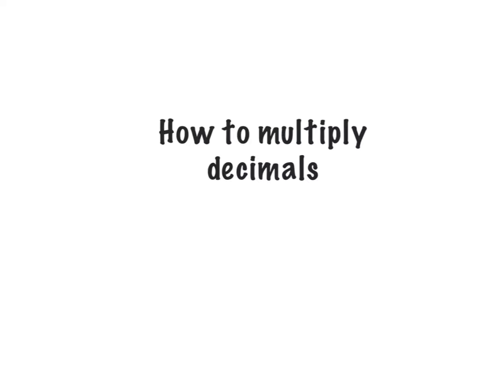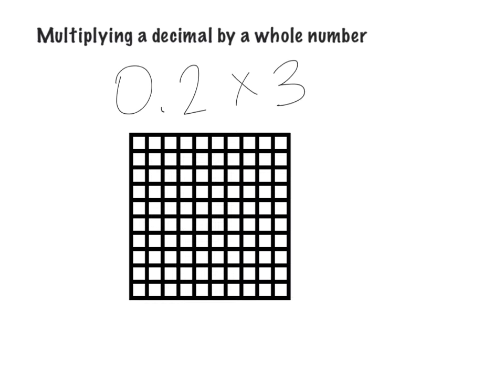We are going to review how to multiply decimals. In our first example, we have 2/10 times 3. So that means we have 3 groups of 2/10.